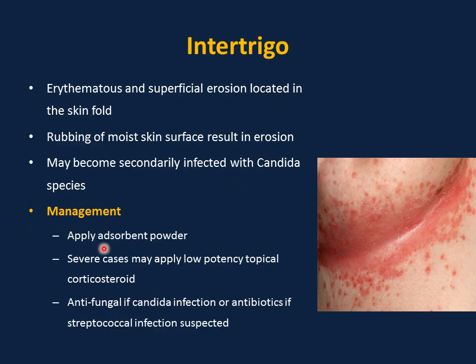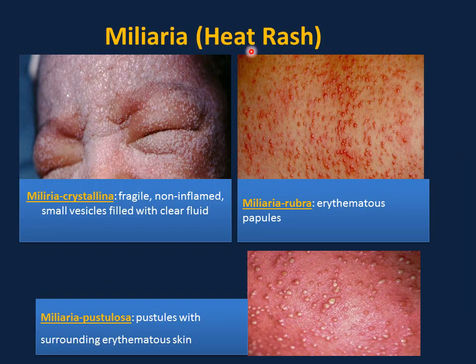Management is to apply absorbent powder to keep it dry. In severe cases, might apply a low potency topical corticosteroid. Antifungal if it's Candida infection, like in this case, erythema surrounded with satellite lesions, or antibiotic if a streptococcal infection is suspected. Miliaria or heat rash.